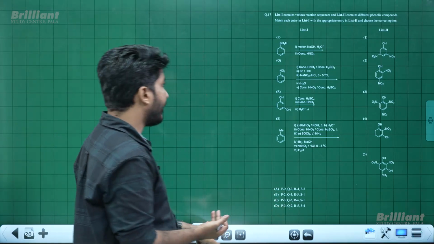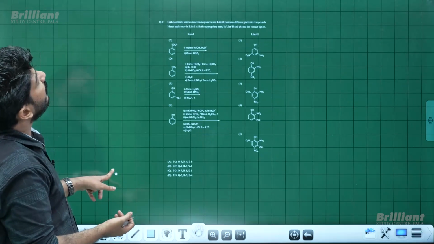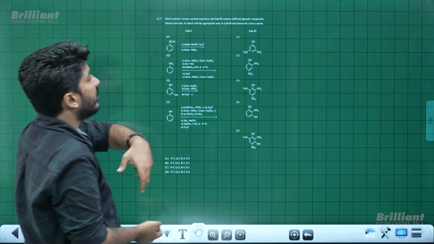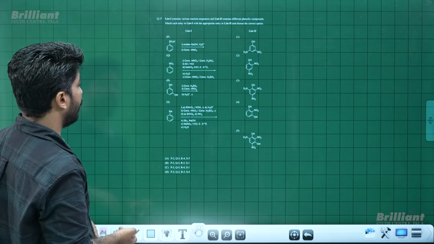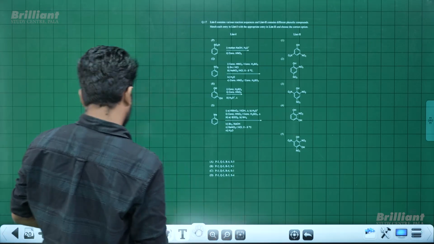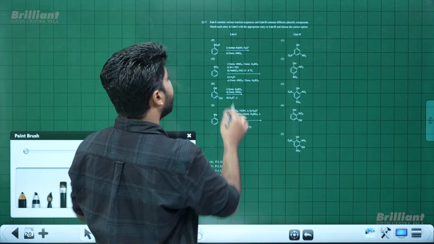Match the following type. Here we have again organic reactions given in list 1 and final products given in list 2. In this case, these are aromatic compounds. That is the only difference. Okay, let's see. They are short reactions.